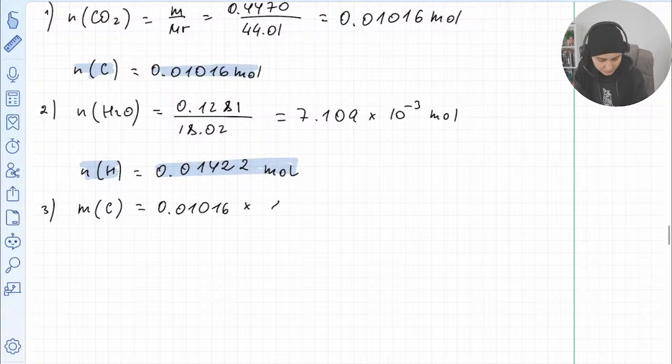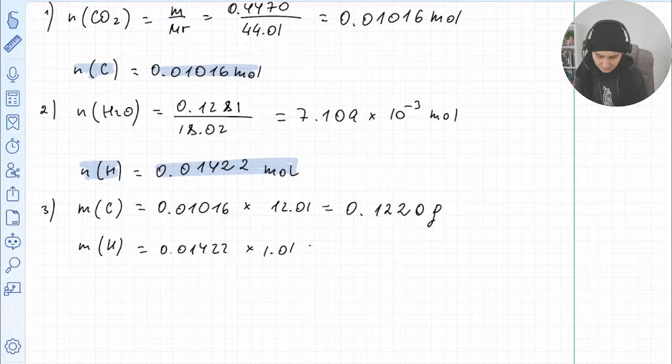0.01016 times 12.01. That's moles times Mr, which is 0.1220 grams. Mass of hydrogen, it's moles times relative atomic mass, which is 0.01436 grams. And now, if we've done everything correctly, we should get some mass left for oxygen.